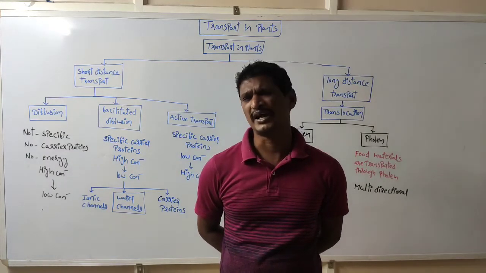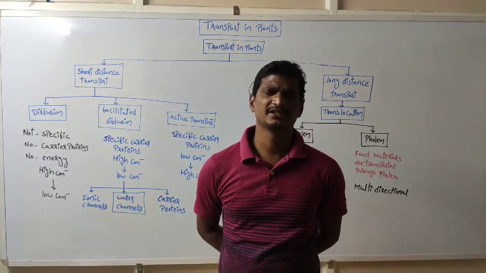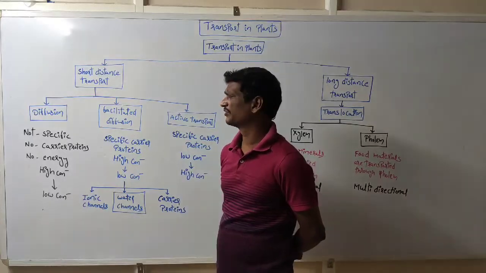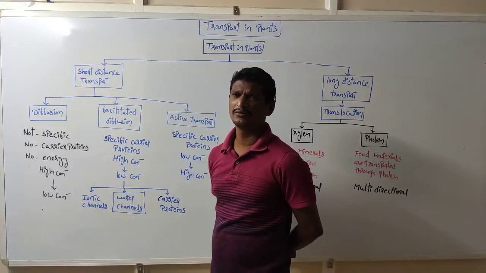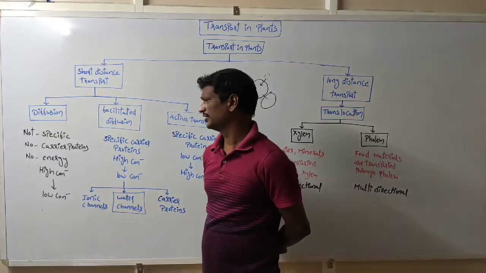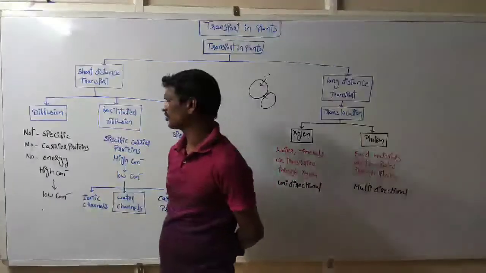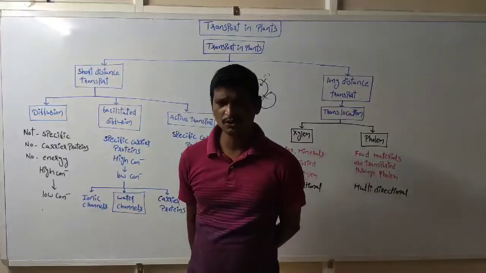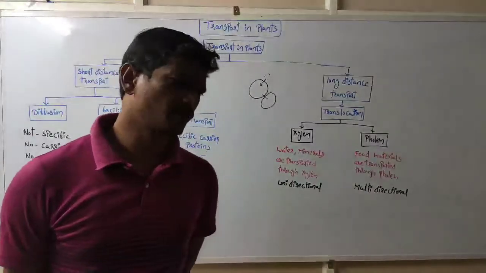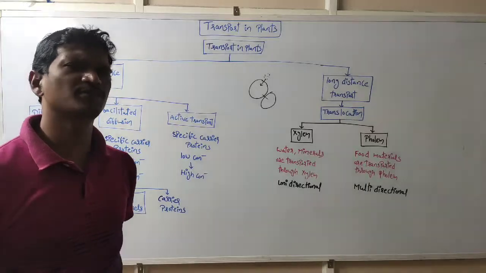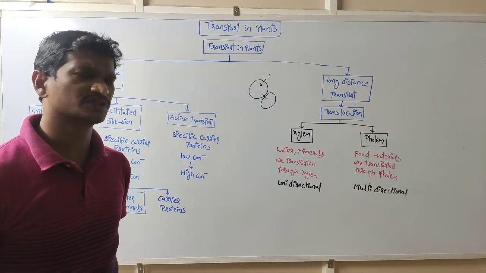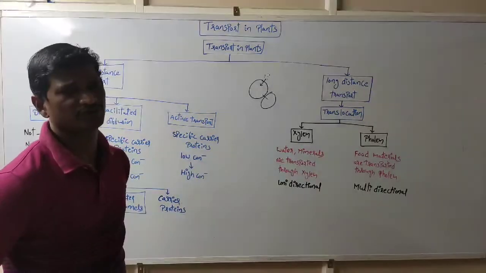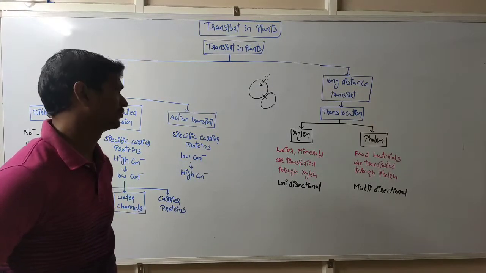Here there are no barriers. So this is not a specific transportation because there is no involvement of any carrier proteins, right? And no energy. Here energy is also not required. Molecules are transported from high concentration region to low concentration region. So that is about diffusion. In diffusion, molecules are transported randomly. There is no particular specific order. Simply from high concentration to low concentration, the molecules are transported.